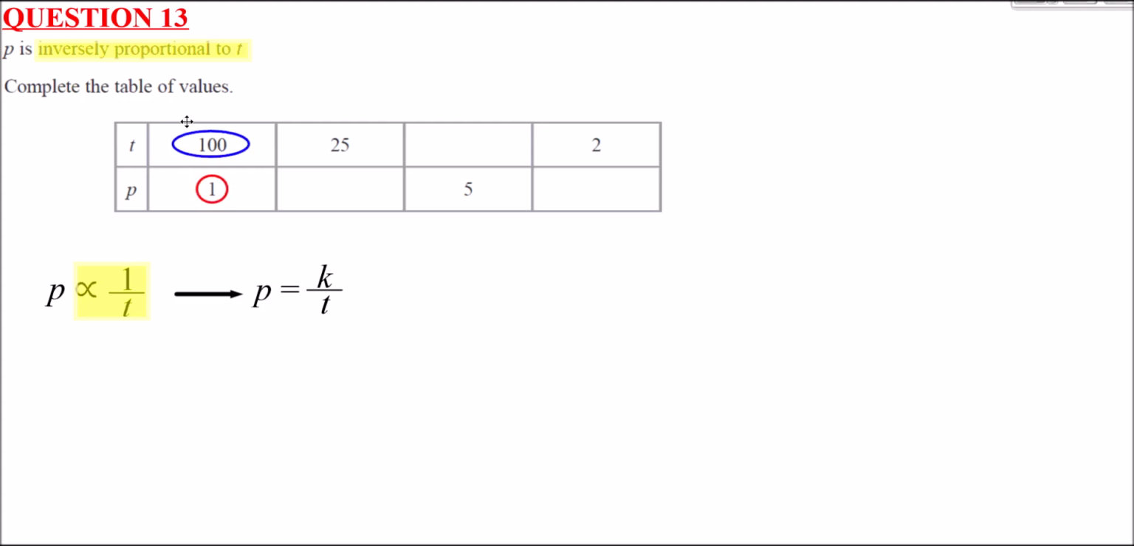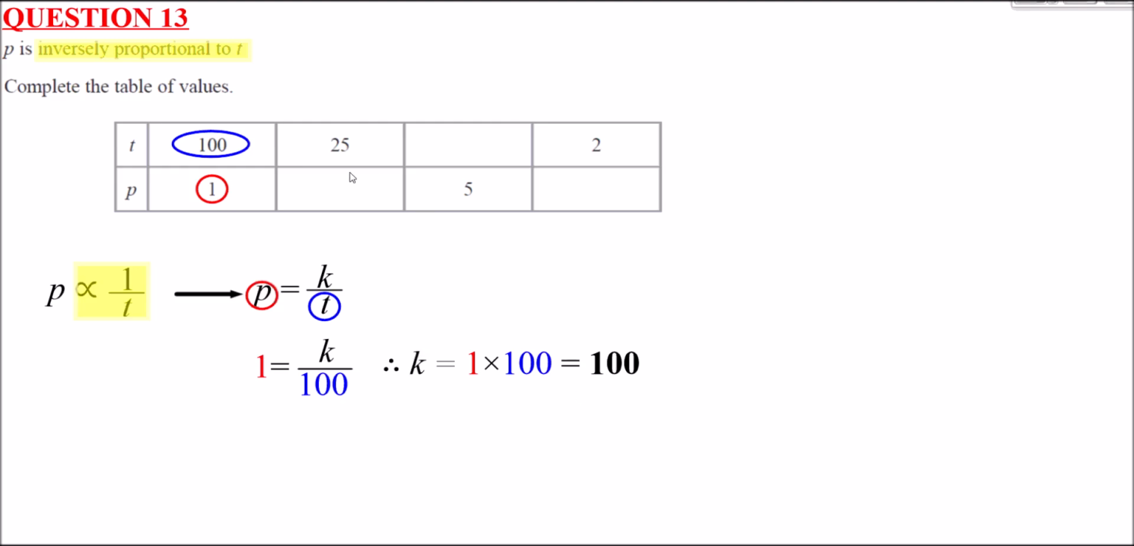So if we substitute that p is 1 and t is 100, we'd get that 1 equals k divided by 100. Rearranging this, k would have to be 1 multiplied by 100, which is of course just 100. Or you could think of it in terms of 1 equals what fraction of 100? Well, 1 full unit would be 100 out of 100, it's 100%. Either way, you need to know that k is 100.